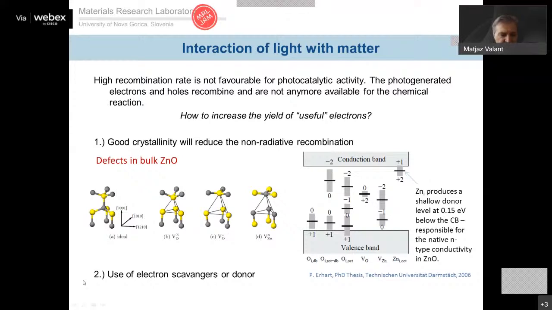Another way is to use electron scavengers. Now, what are electron scavengers? Actually, these are some third species in the system which immediately accept the excited electron, or they can also accept the electron hole and keep it with them. So actually we get some kind of charge separation, and that then disables the other relaxation mechanisms.